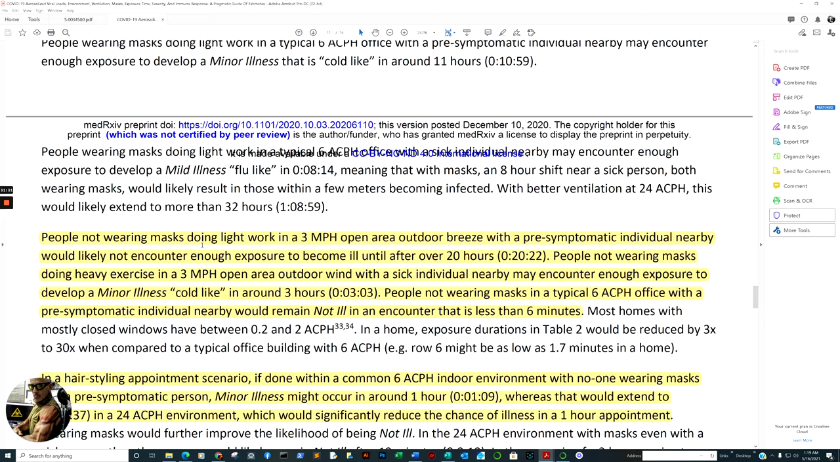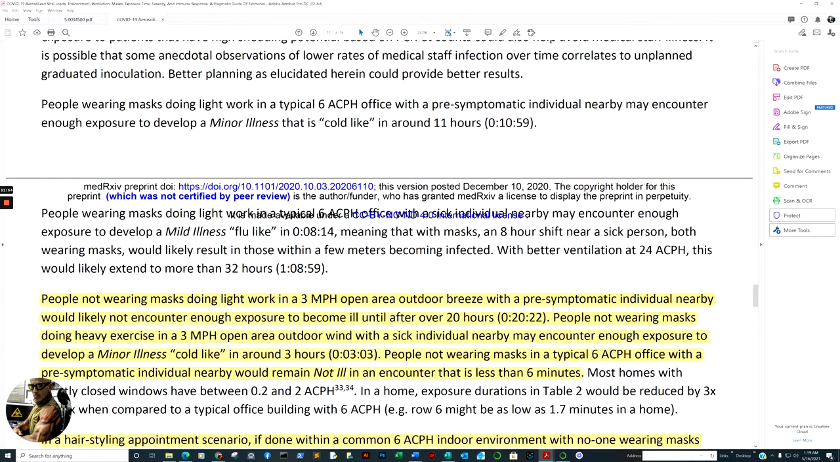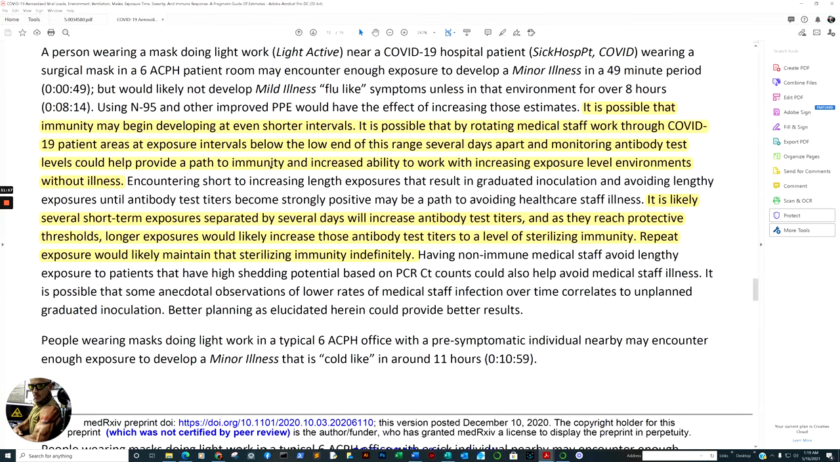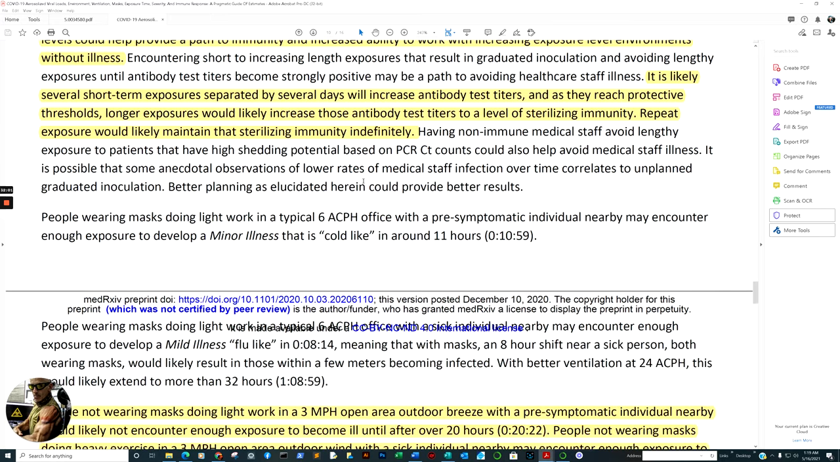People not wearing masks, doing heavy exercise in a 3-mile-an-hour open outdoor wind with a sick individual nearby may encounter enough exposure to develop a minor illness. Remember, minor is cold-like, in around 3 hours. So that means you have to be by that individual for 3 hours solid in order to develop a cold-like symptom. And if that occurs, we default back to maintaining light exposure, then being re-exposed over and over again.